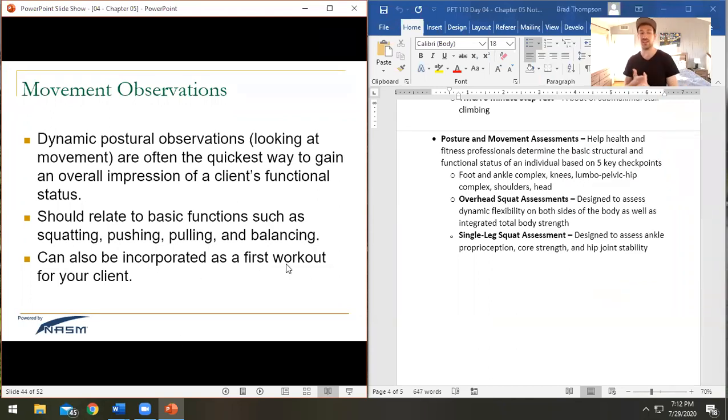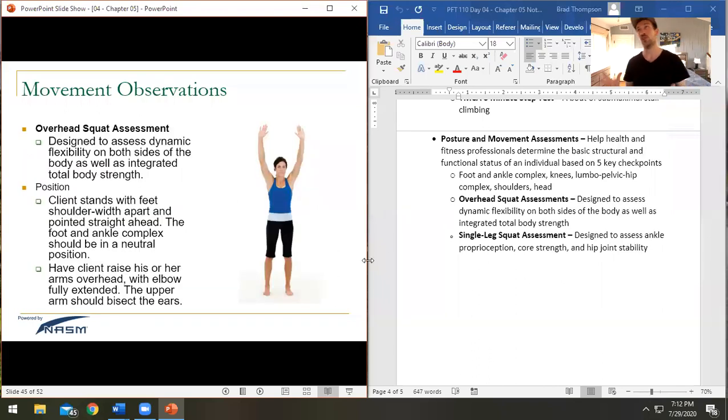So we look at these common postural distortions, right? Now, if I'm trying to spot postural distortions and figure out what muscles are doing what, I need to put the right type of stress on your body. And that's where we came up with the overhead squat assessment, right? The overhead squat assessment is an example of a posture assessment.